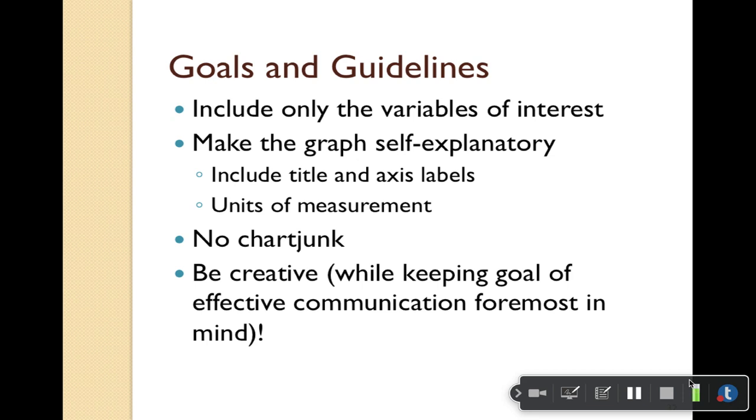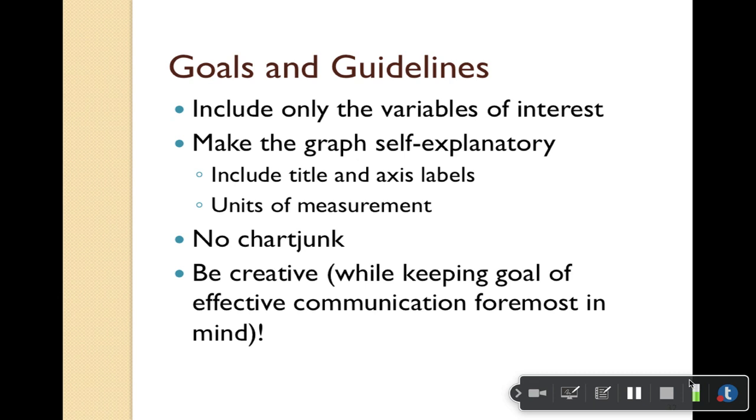You really want to only include the variables of interest. You don't want to distract the reader with extraneous information or try to scare them with things that aren't relevant, unless I guess you're a news source and that's kind of what you're interested in doing. You want to make sure that the graph is self-explanatory. So always including a title, labeling your axis, and most importantly, labeling the units of measurement.